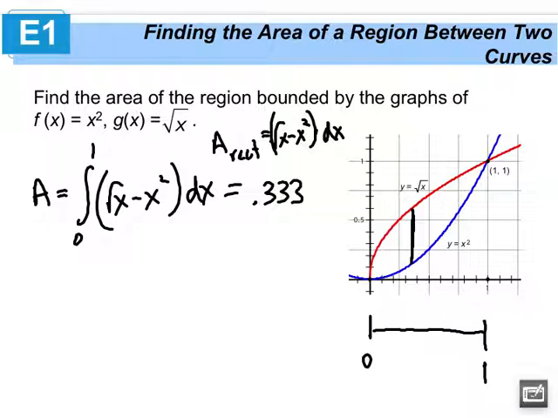Yes? Well, we always have a picture. Not always. Sometimes you have to draw your own picture. How do you know it's from 0 to 1 then? Because that's where the two functions intersect. So do you have to set them equal to have them?